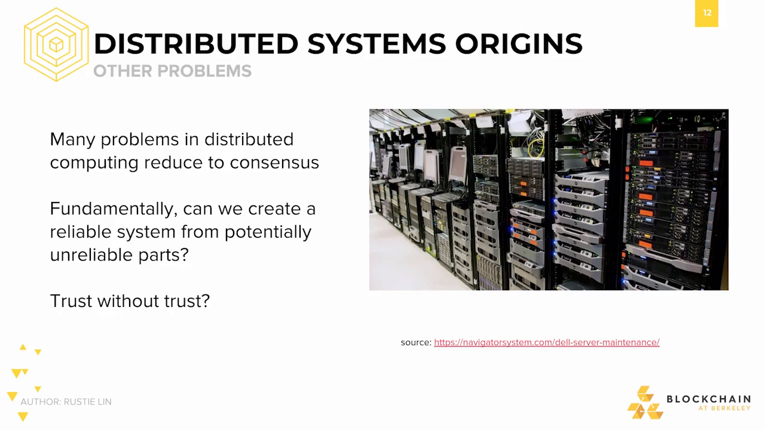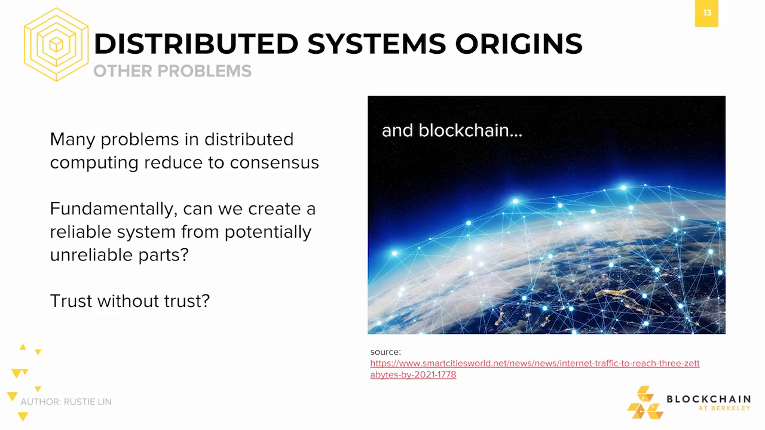Distributed lock servers, for example, ensure that no 2 processes can read or write to the same piece of data at the same time, a problem called mutual exclusion, thereby preventing potential corruption to important data. And finally, of course, the main focus of this course, the blockchain and distributed ledger revolution. Fundamentally, each of these problems we just went over, and more, reduce to the problem of consensus.